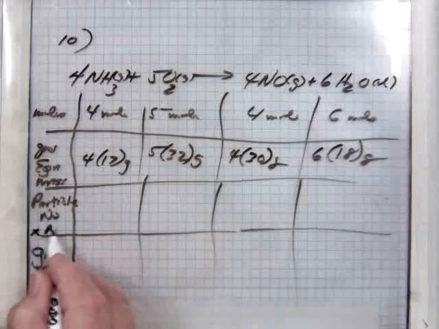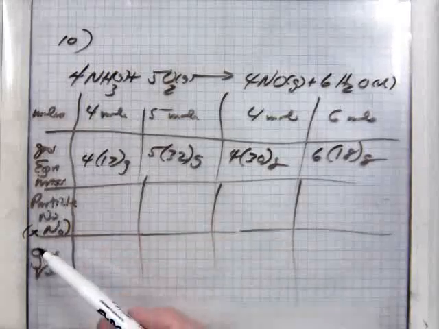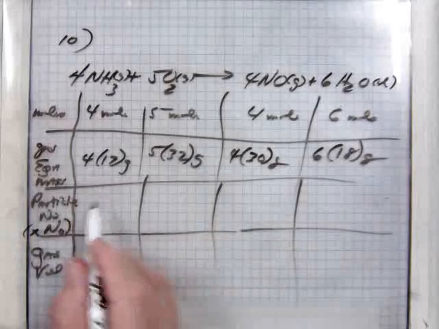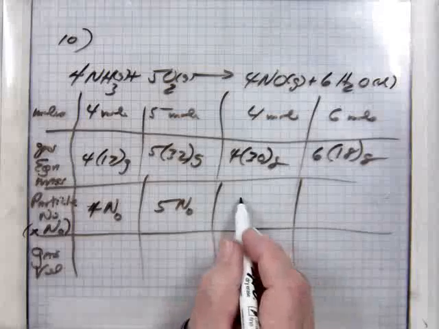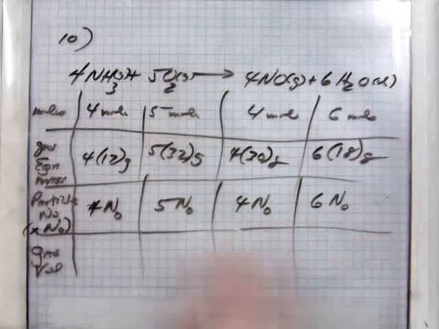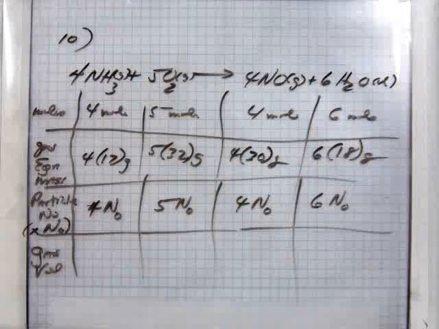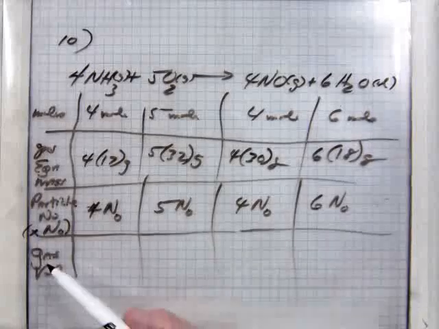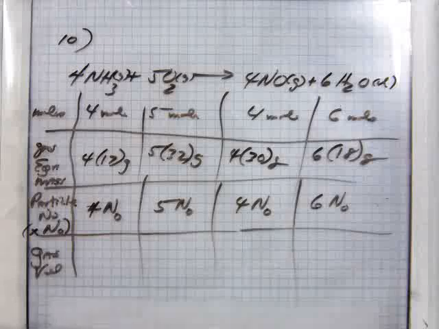This is times whatever that Avogadro's number thing was. So if we really want to know the actual number of molecules in the process, it'd be 4 times Avogadro's number, 5 times Avogadro's number, 4 Avogadro's numbers, and 6 Avogadro's numbers for the respective compounds. And this just depends on the problem that's given. It's still a ratio converted to moles and times Avogadro's number at the end of it. And that gives you the number of molecules in the total process.